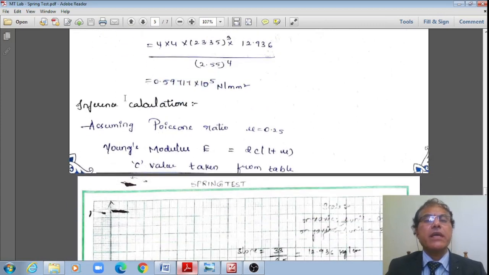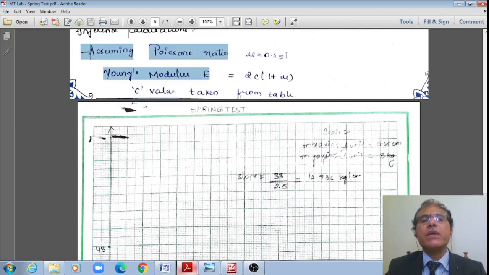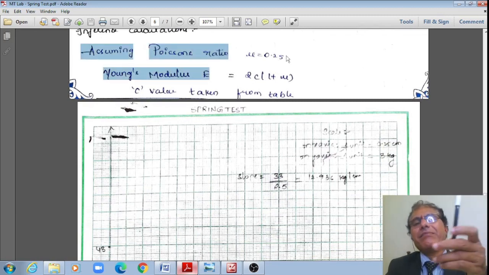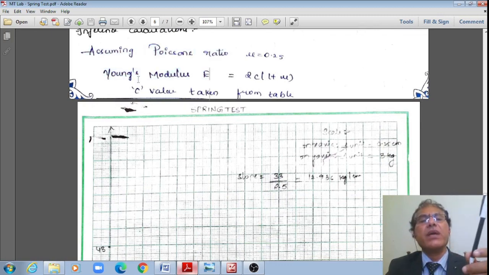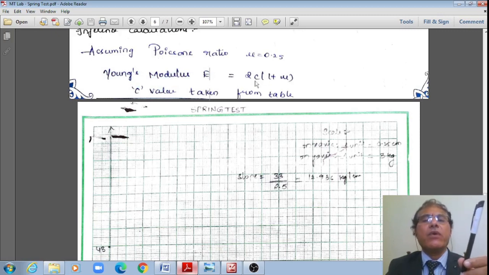Now, next one is the inference calculations. Assuming the Poisson's ratio of the steel material, which is a standard value, mu is equal to 1 by m is equal to 0.25. However, we know the relation between Young's modulus and the modulus of rigidity as E is equal to 2C into 1 plus mu, where C is the modulus of rigidity and E is the Young's modulus. Therefore, mu is equal to 0.25. Substituting which, now I'll get the value of Young's modulus.